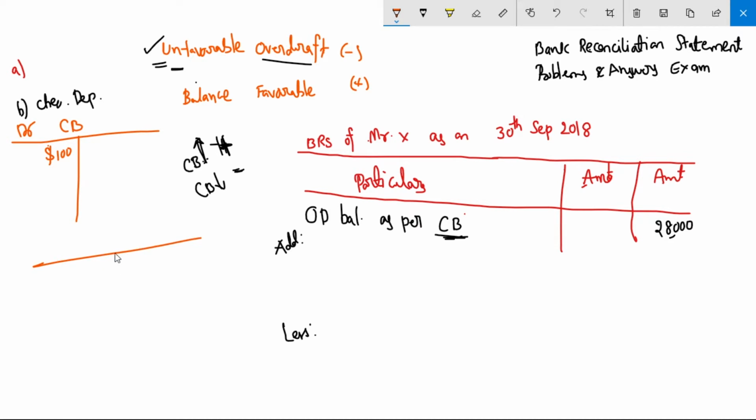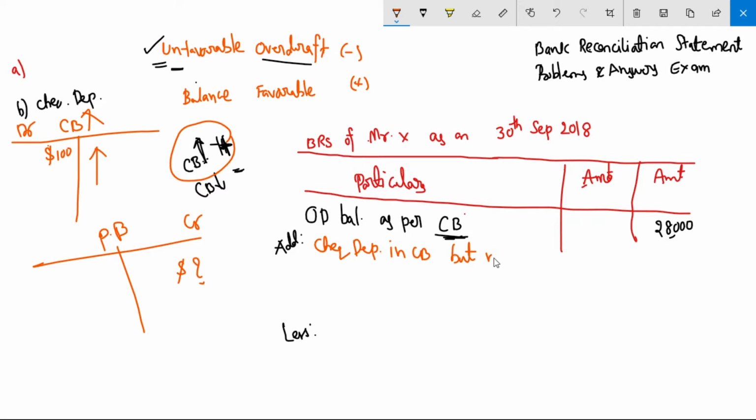But there is no entry in the passbook. There is no entry on the credit side, right? So this book is already increased. CB is increased, then you have to record it on the addition side. Okay, got it? Checks deposited in bank, recorded in CB, but not in passbook. How much? 8,000. Example I'm saying.